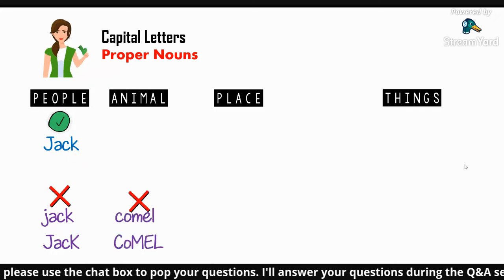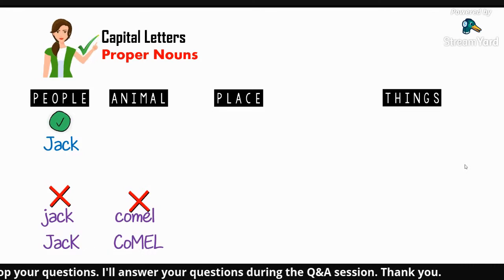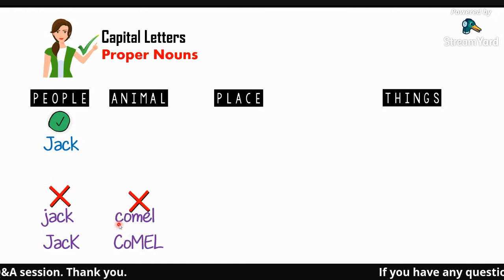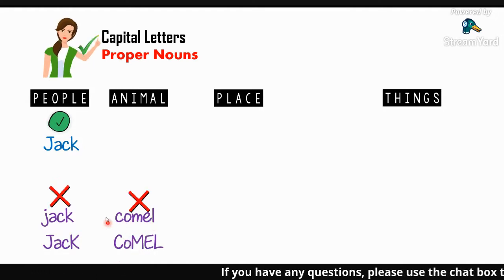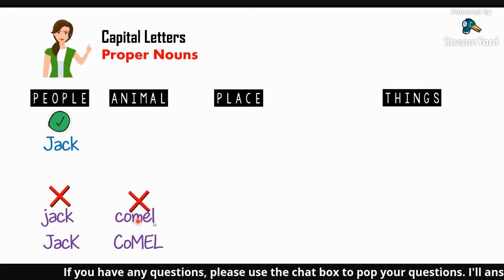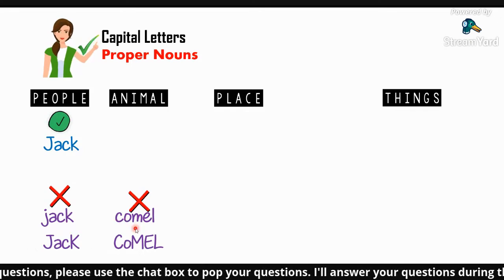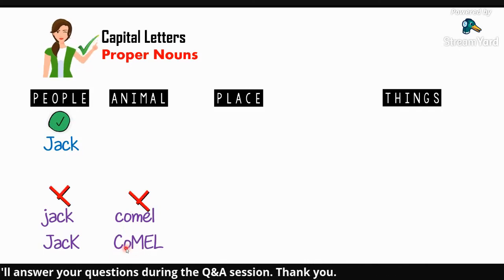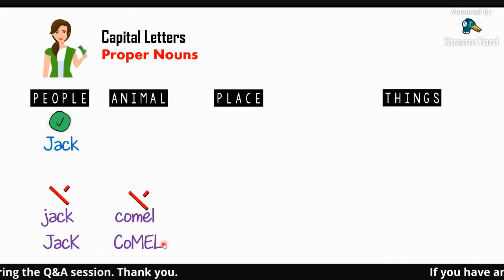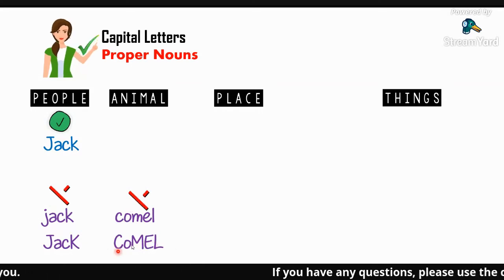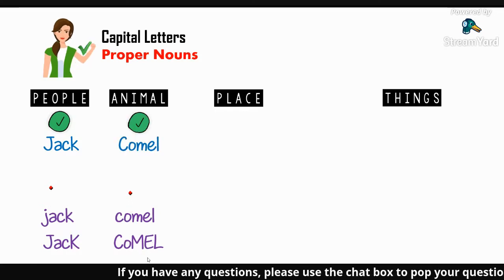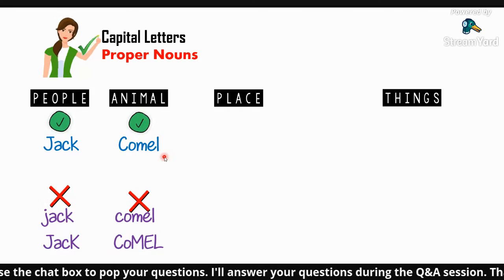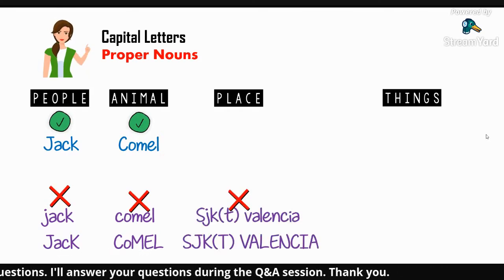Let's look at the next one. Animal. The name of an animal. For example, Chomel. If you have a cat and you named it Chomel, can you see the same error here, all in small letter, which is wrong. And the next one here, we have C in capital and O in lowercase, but everything else in capital letter. So that is also wrong. The right way is Chomel. Yes. C capital, and the rest are in small letter.